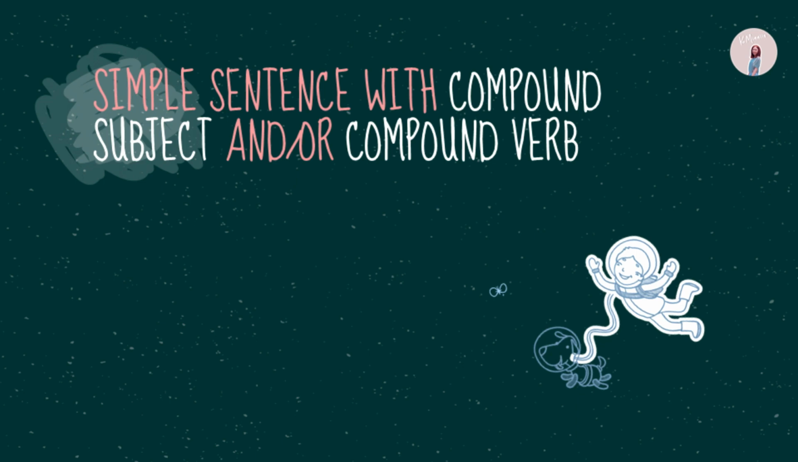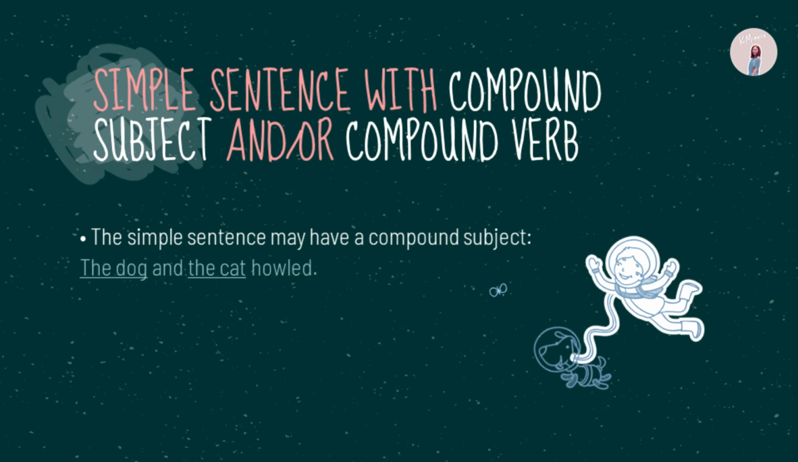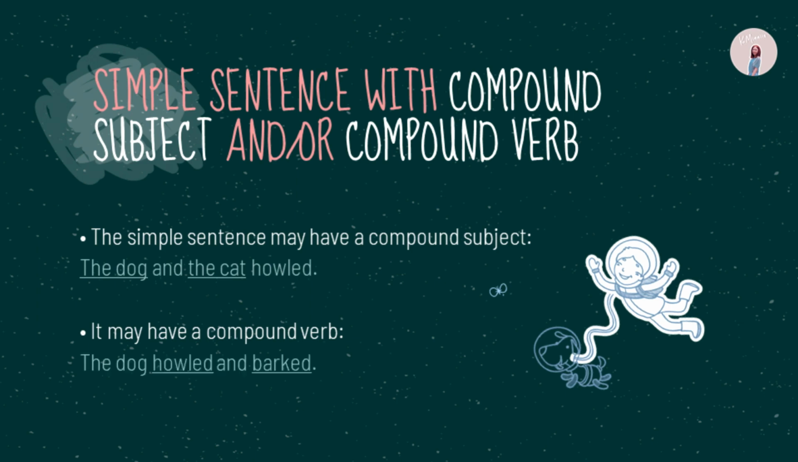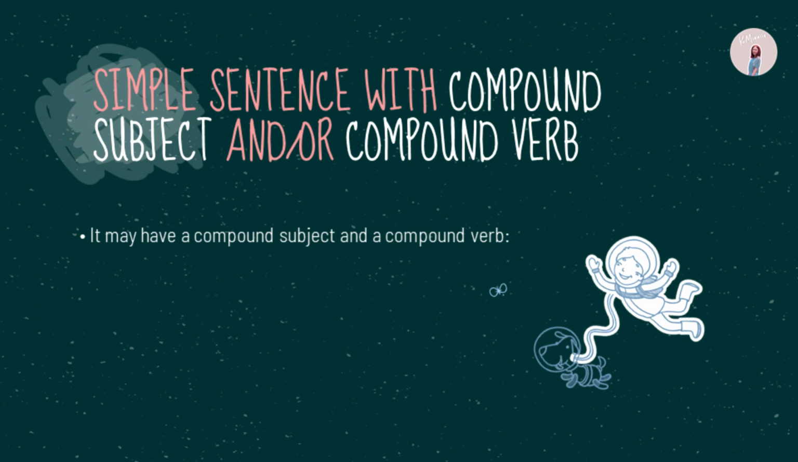Here are the examples for each type of simple sentence with a compound subject and/or a compound verb. The simple sentence may have a compound subject. For example, the dog and the cat howled. It may have a compound verb. For example, the dog howled and barked. It may also have a compound subject and a compound verb. For example, the dog and the cat howled and yelled, respectively. In this sentence, we have a compound subject, the dog and the cat, and a compound verb, howled and yelled.